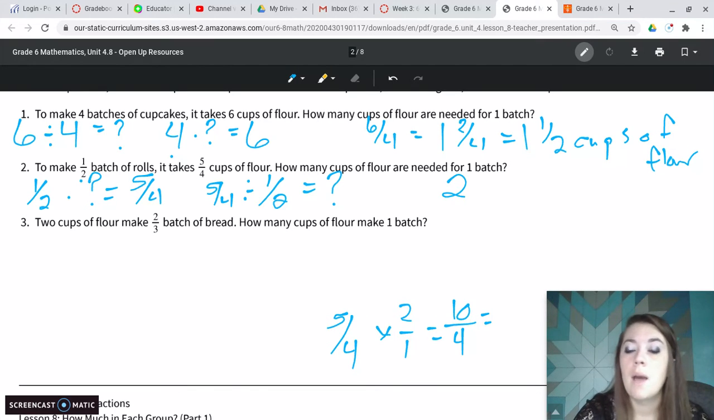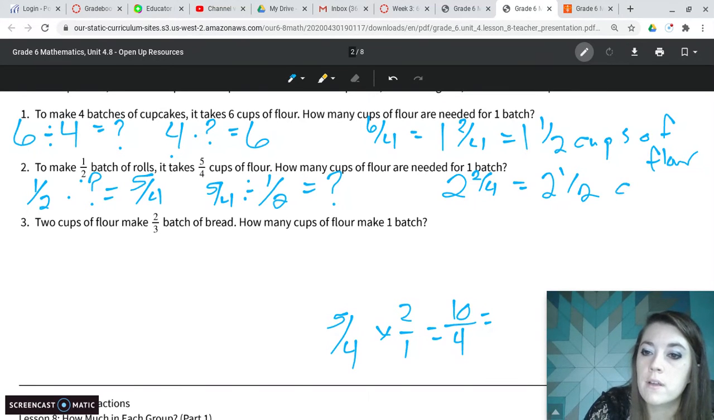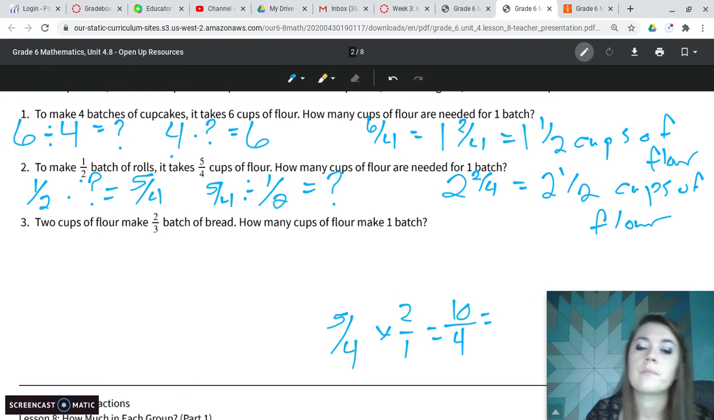2. And how much is left over? 2, because 4 times 2 is 8. It takes 2 more to get to 10. So 2 and 1/2 cups of flour. So this time to make one batch, it takes 2.5 cups of flour.